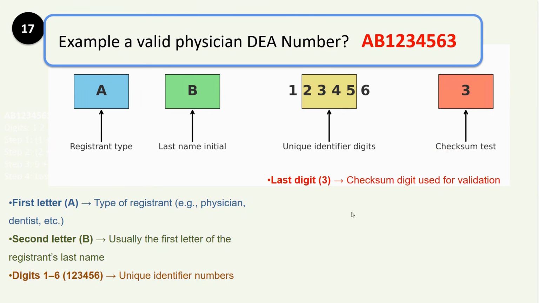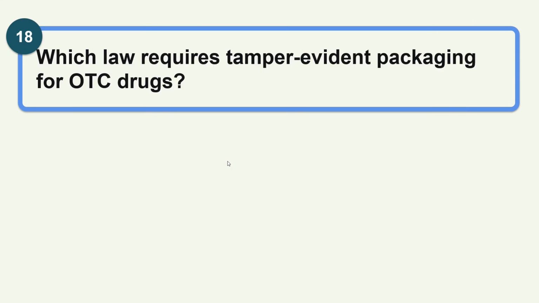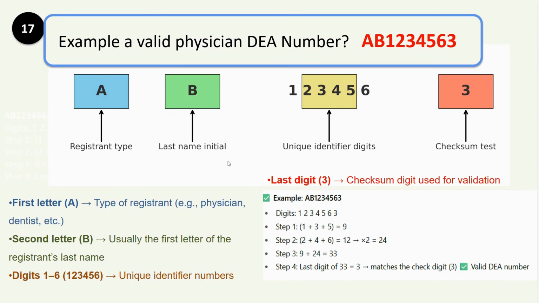So the checksum test utilizes the digits and calculates to find out if that matches the last digit. For example, in this case, after the checksum, if it matches, this prescription is considered a valid prescription. For details on how to validate a DEA number, please find other pharmacy prep videos, which explain in detail how to calculate checksum digits for validation.